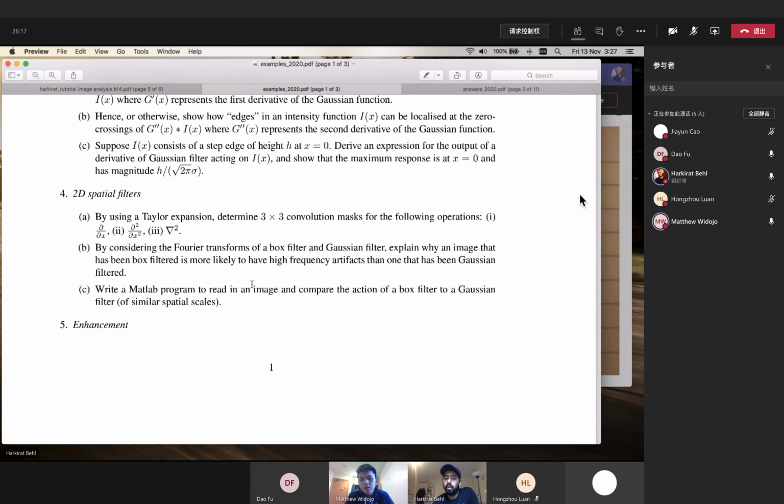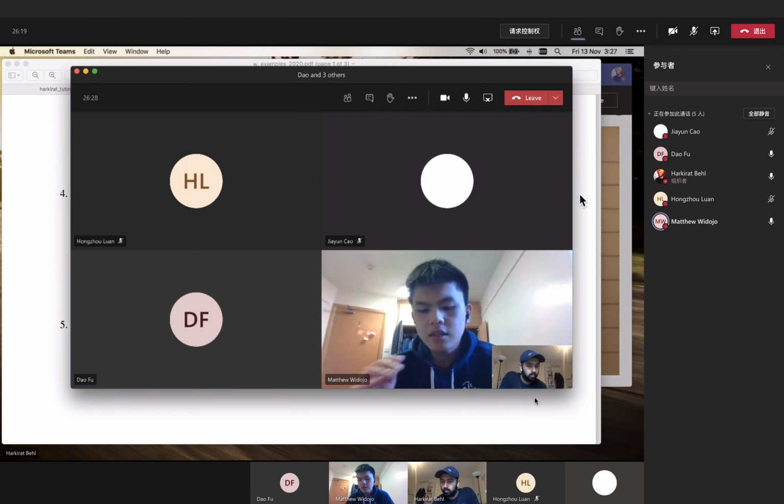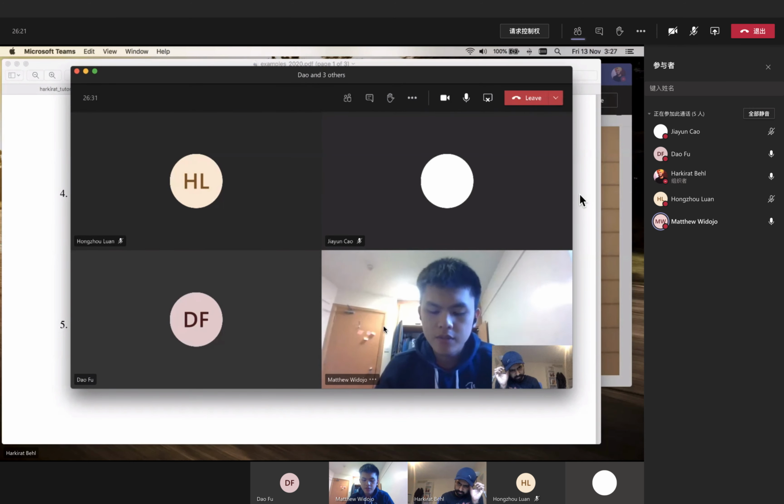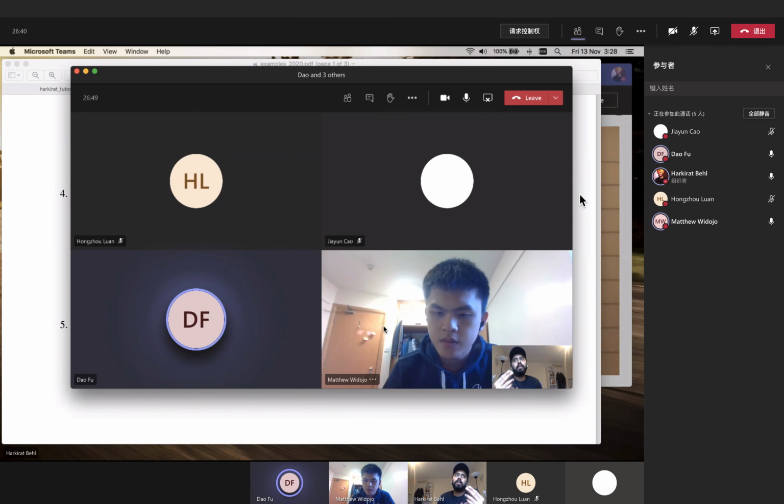The box filter, but isn't it that both of them deteriorate exponentially anyway? Yeah, they still decrease. Even though you have peaks, the peaks are smaller and smaller, right? So why are those peaks more problematic than just constantly decreasing? Both of them are constantly decreasing, but one of them has peaks.